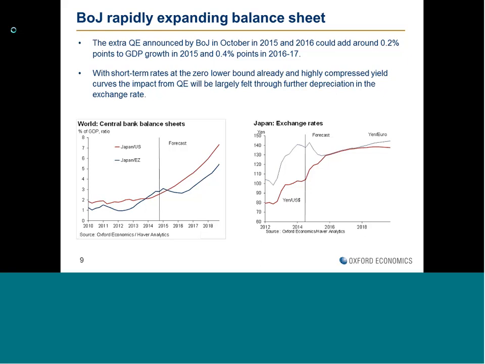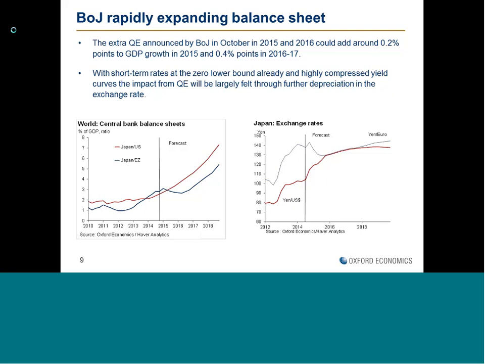However, while the additional QE announced in October last year will keep interest rates down and underpin a depreciation in the yen against most currencies, not the euro, given the ECB's expansion of balance sheets, we still believe that the Bank of Japan is in need of increasing quantitative easing this year beyond what it's already announced, and we expect that to be something in October.